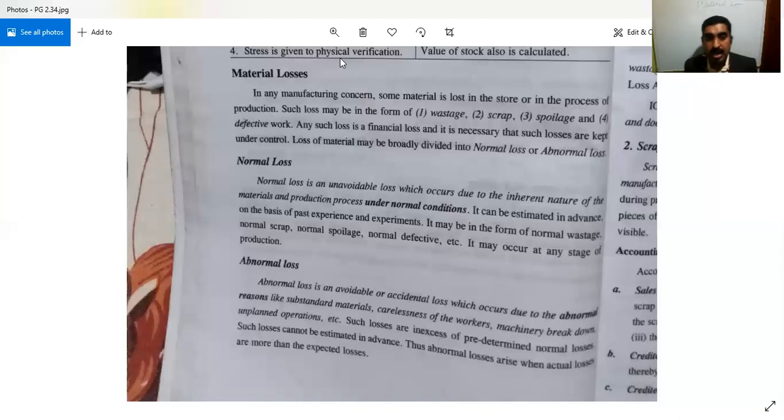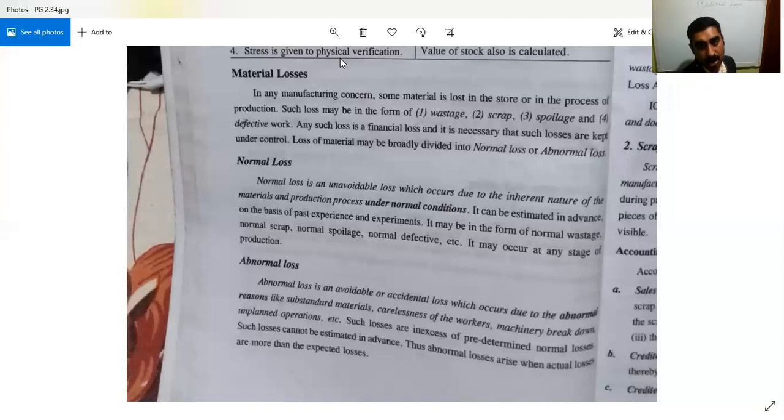ഇല്ല. So abnormal loss is an avoidable or accidental loss that occurs due to the abnormal reasons like substandard material, carelessness of the workers, machinery breakdown, unplanned operation. Such losses are in excess of the predetermined normal losses. Such losses cannot be estimated in advance. മുൻകൂട്ടി പ്രവചിക്കാൻ പറ്റുമോ? ഇല്ല. അതാണ് ഓർക്കേണ്ടത്. Therefore, machinery breakdown, നമുക്ക് ആർക്കെങ്കിലും പറയാൻ പറ്റുമോ മെഷീനറി എപ്പോഴാണ് ബ്രേക്ക് ഡൗൺ ആകുന്നത്? അതിന്റെ കണ്ടിന്യൂസ് പ്രൊഡക്ഷൻ ആണെങ്കിൽ അതും ഒരു ജീവൻ തന്നെയാണ്, അതിനകത്തും ഒരു ചലനം ഉണ്ട്. So that may be, it may break down.